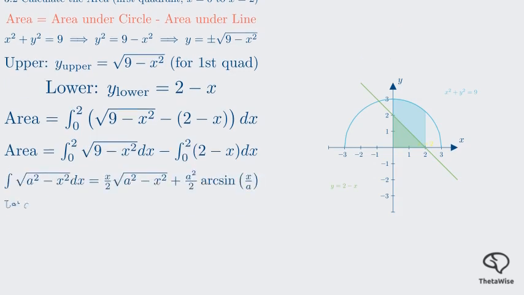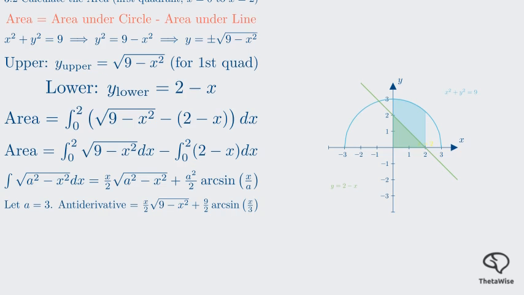This integral, the square root of a squared minus x squared, is the formula for the area of a sector of a circle. Here, a squared is 9, so a is 3. The antiderivative is x over 2 times the square root of 9 minus x squared, plus 9 over 2 times the inverse sine of x over 3. A common mistake here would be to try to use a substitution or to assume it's simple. Recognizing this as the circle formula is key.